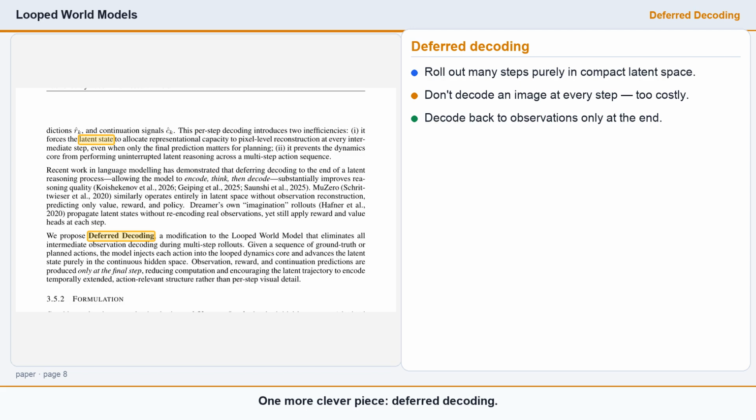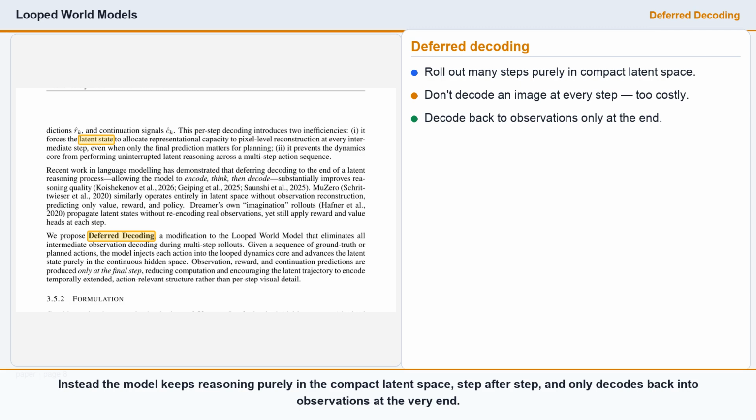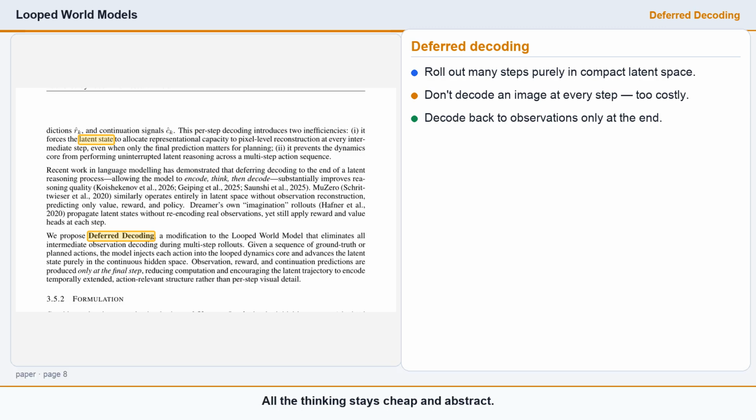One more clever piece: deferred decoding. During a long imagined rollout, you don't decode a full image at every step. That's wasteful. Instead, the model keeps reasoning purely in the compact latent space, step after step, and only decodes back into observations at the very end. All the thinking stays cheap and abstract.